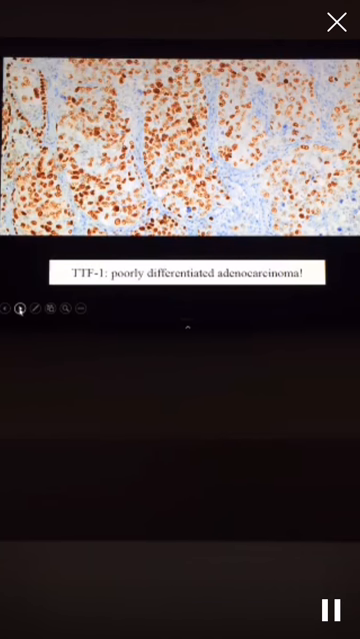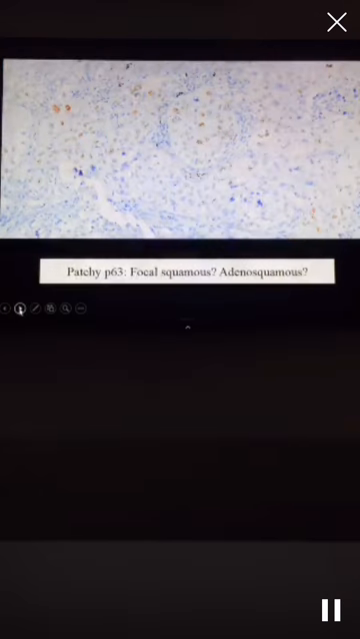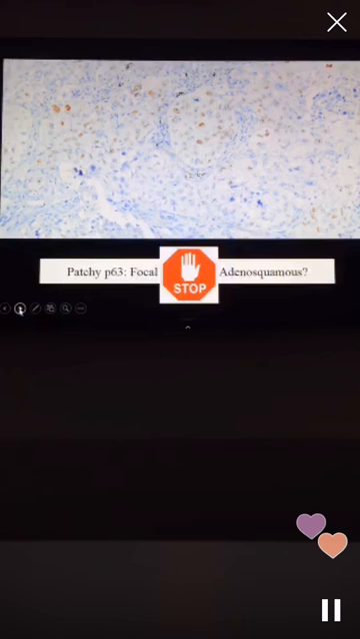Now look what happens with the P63. Let's go to the next one. This is the P63 pattern here. Many people, when they see this, say there's a little bit of P63, this is focal squamous, or this is an adenosquamous carcinoma. That's the common mistake. They say, cannot rule out adenosquamous carcinoma. That is the wrong interpretation. Focal patchy P63 like this means nothing. It's just that some adenocarcinomas have focal P63 staining. That problem is much less with P40, but it can still happen in a small proportion of cases.